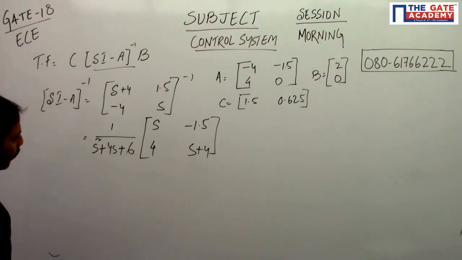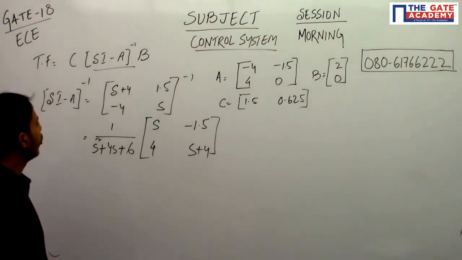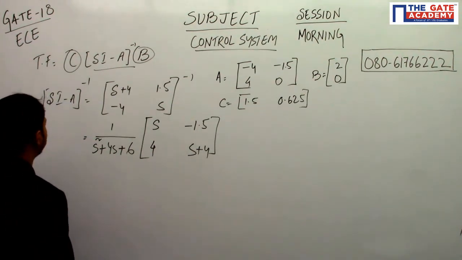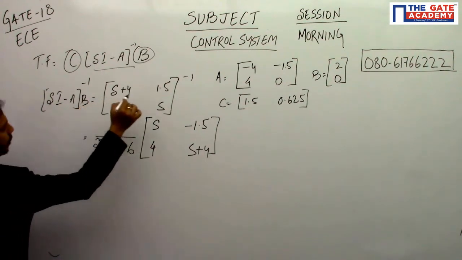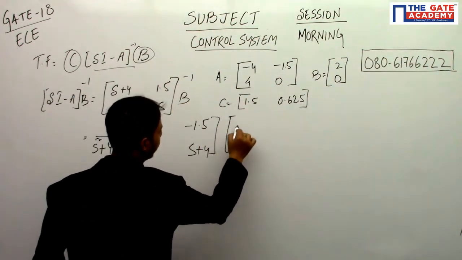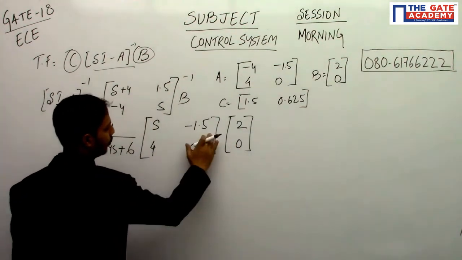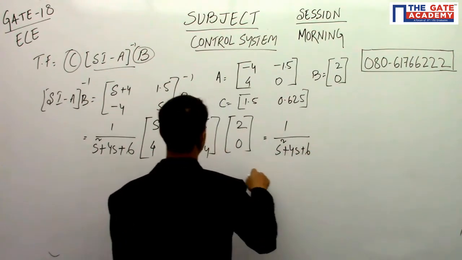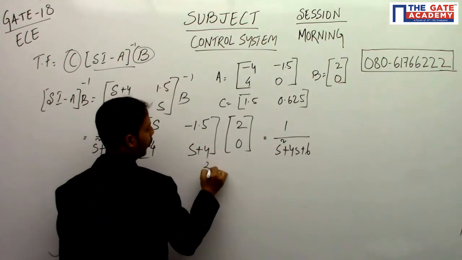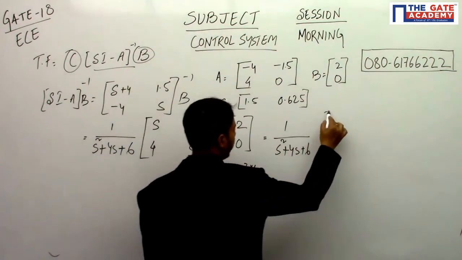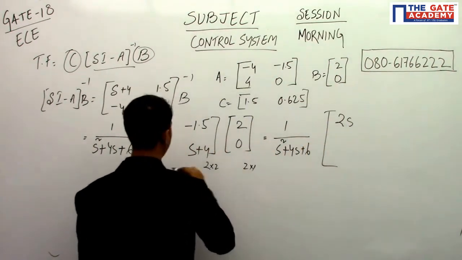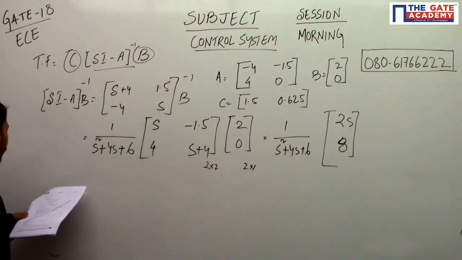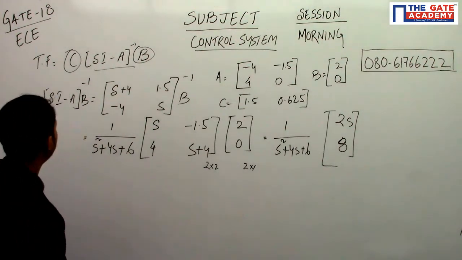Now since we got this matrix, we need to multiply C and B with this particular matrix. So if we multiply B with this matrix, B is 2 into 0, right? So we can easily multiply it. This is a 2 into 2 matrix, and this is a 2 into 1 matrix, so it will become a 2 into 1 matrix, that is 2s and 4 to the 8.